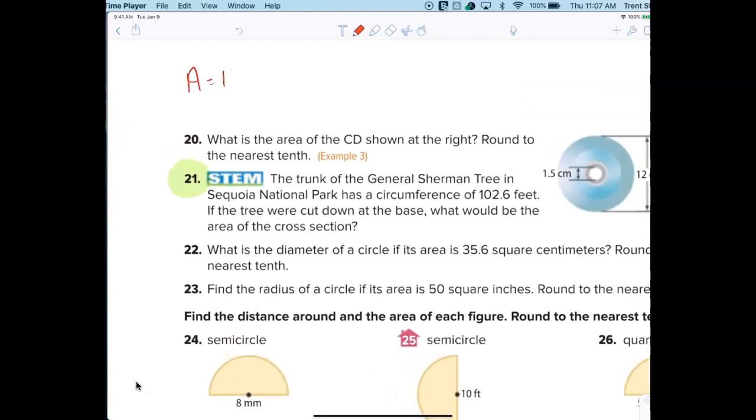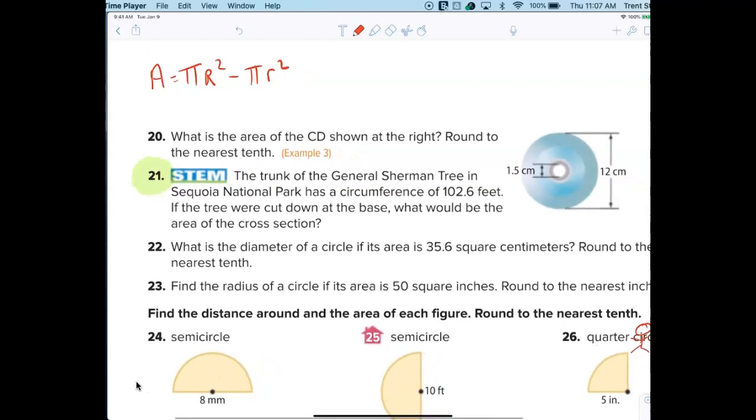Area equals pi capital R squared minus pi small r squared. You good with that? So, again, remember, big R was the radius of the big circle. So, somebody explain to me what the radius of the big circle is. Oh, it's 6. 6, don't be sorry, it's good. 6 squared minus, what's the radius of the small one? 0.75. And then you just type that right into the calculator.